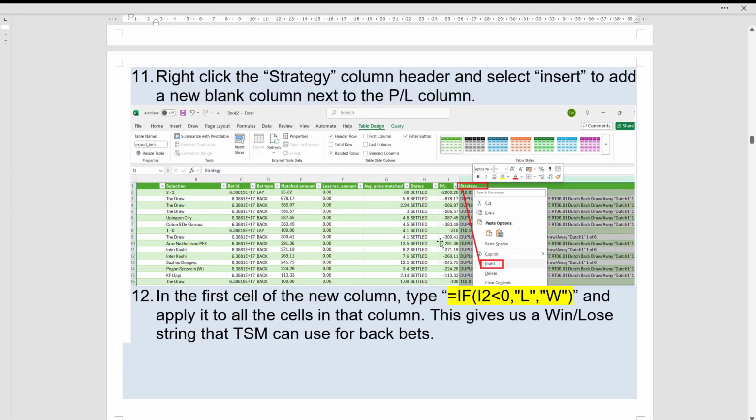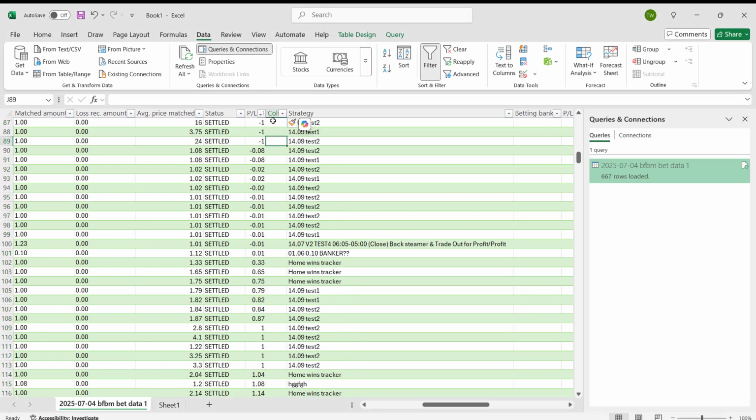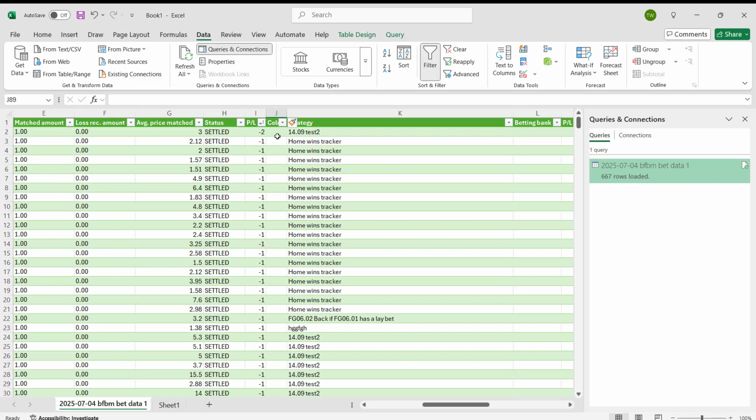Okay, and next I need to create my own win-lose column, because right now we have lots of pluses and minuses, and TSM just can't use plus and minus as a win-lose column. So I'm going to create my own win-lose column based on this data. So I will create a new column. I find the column to the right of the profit and loss column, which is a strategy column. I'm going to right click the column header and select insert to add a new blank column. This is going to be my win-lose column.